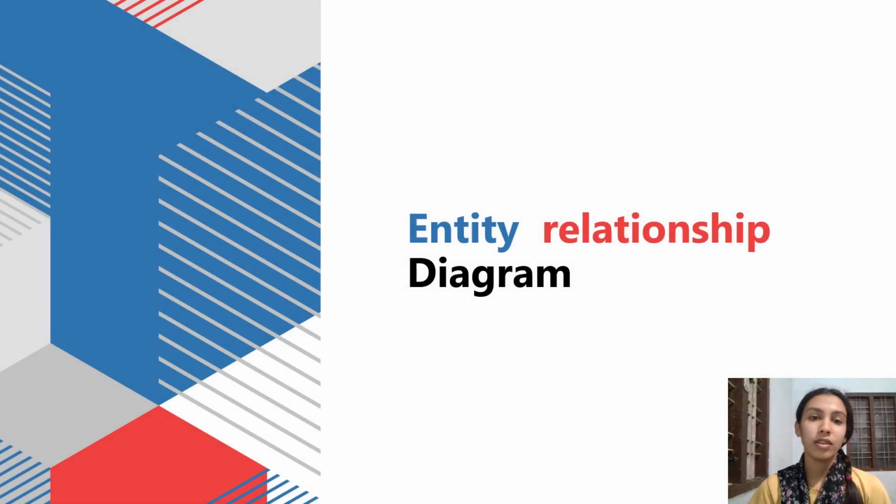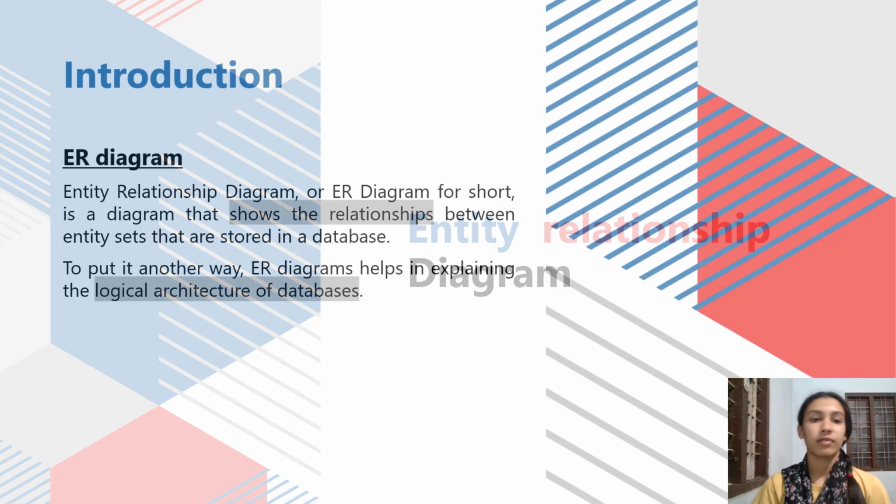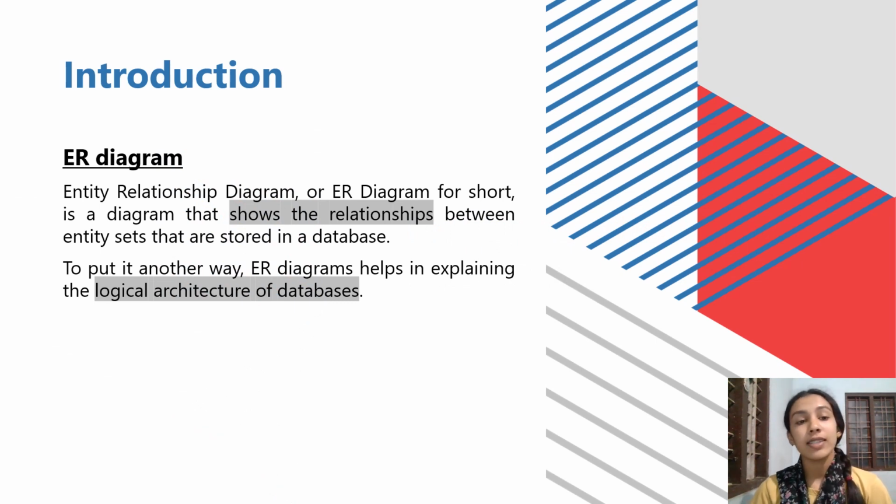I am Gismaria Dominic. Today our topic is entity relationship diagram. So what is an entity relationship diagram? It is a diagram that shows us the relationship between entity sets that are stored in a database. So it is nothing but a diagram that shows us the relationship among two or more entities that are defined in the database. When we talk about the database, an ER diagram is very useful in explaining the logical architecture of the database. So it is a main part of the database management system.